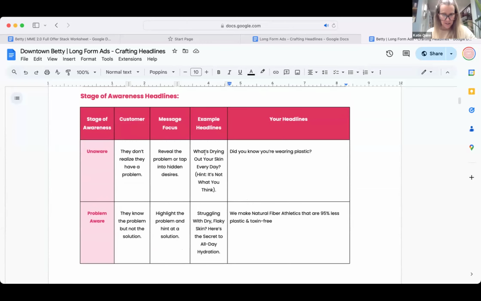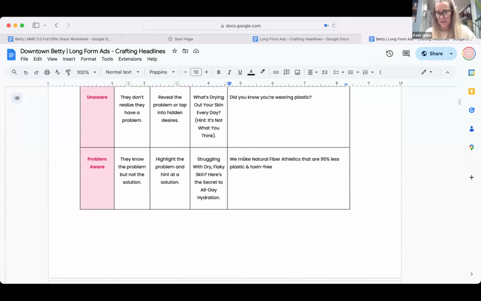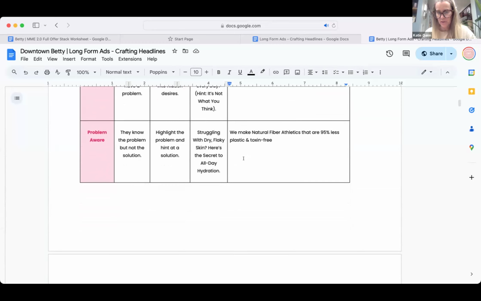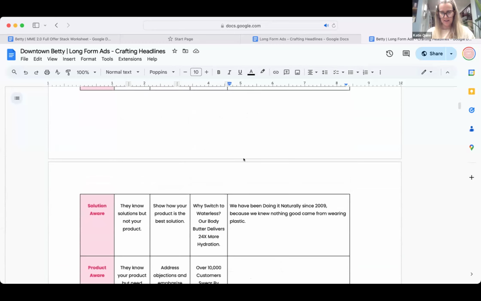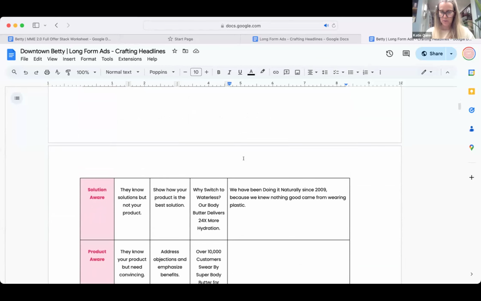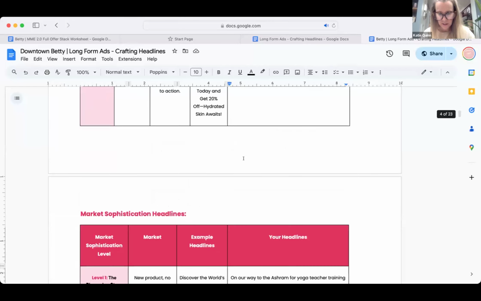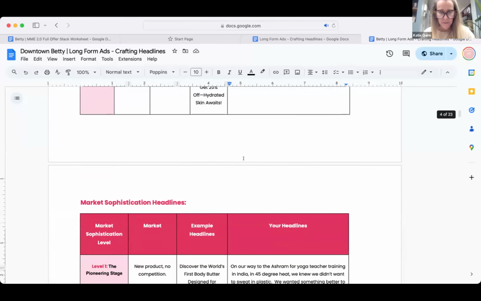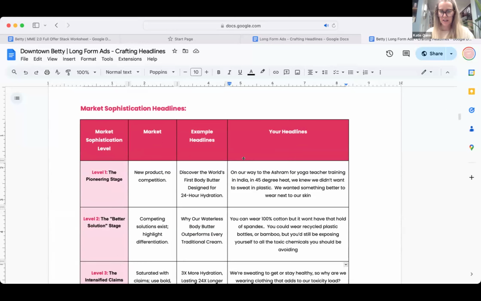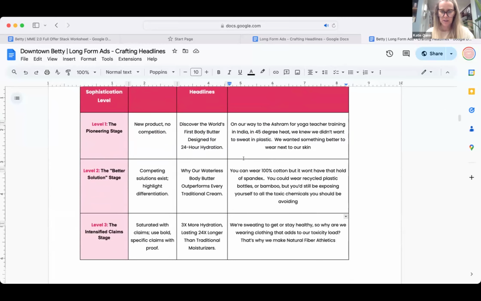So what's this stuff here? Unaware, this is stage of awareness: did you know you're wearing plastic? Problem aware: we make natural fiber athletics that are 95% less plastic and toxin free. Solution aware: we've been doing it naturally since 2009 because we knew nothing good could come from wearing plastic. And then over here, sophistication: on our way to the ashram for yoga teacher training in India in 45-degree heat, we knew we didn't want to wear sweat and plastic. We wanted something better next to our skin.